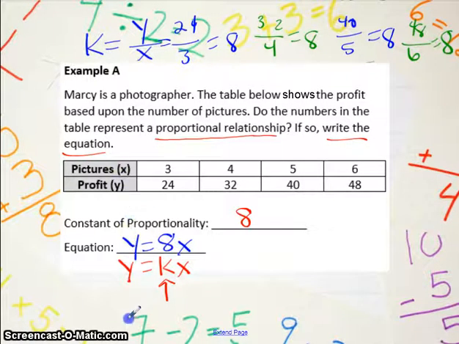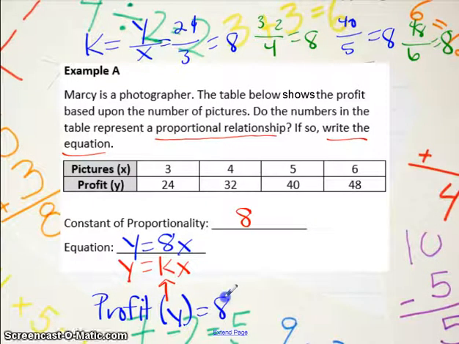So this tells me, let's write it in simpler terms, that the profit, which is my y value, equals 8 times the number of pictures, which is represented by x. So I find my profit by doing 8 times the number of pictures. But we simplify it by writing y equals 8 times x. All right, let's do another one.